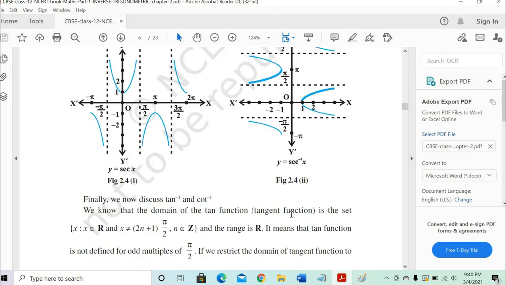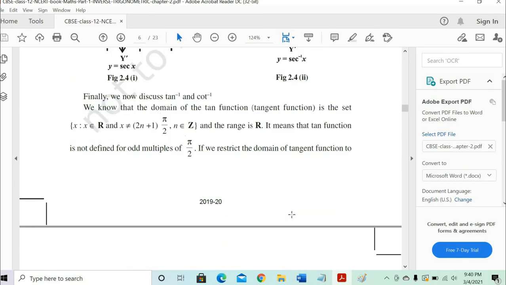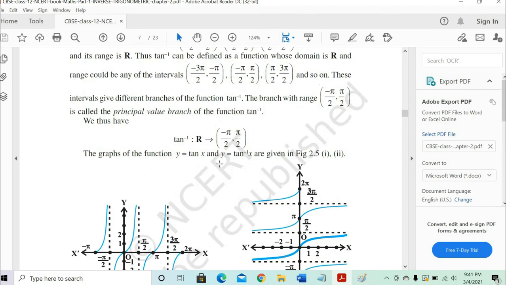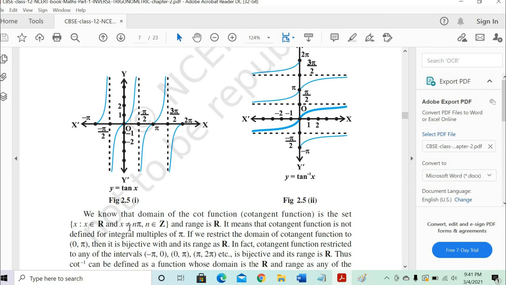Now we'll go to tan inverse and cot inverse. Let's go to the tan function first. You already know the domain of the tan function: x belongs to any real number, x should not be equal to (2n plus 1) pi by 2, where n belongs to integers. We'll do this directly from the figure, then it'll be easy to understand. Draw figure 2.51. No need to draw everything, you can draw from minus pi by 2 to pi by 2.